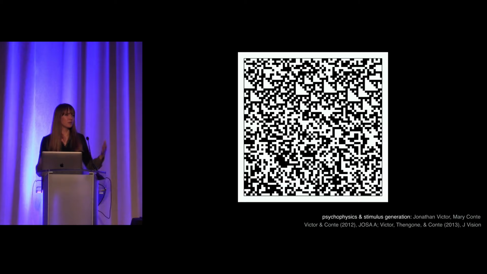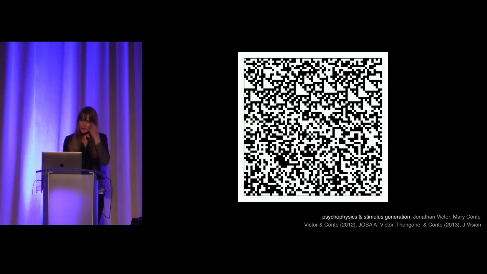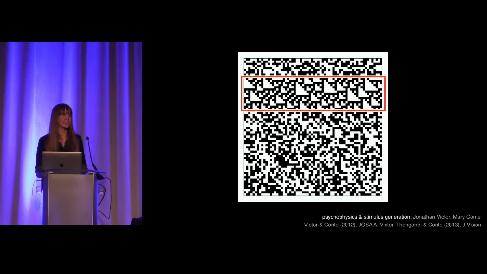And they ask human observers, like all of us, to identify the location of this non-random pattern. And so perhaps you can see here that there's a strip of correlated texture near the top of this image. And so they ask human observers to identify the locations of these textured patterns and use this as a way to probe visual sensitivity.